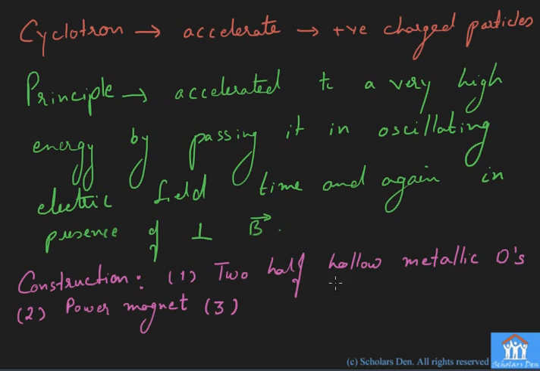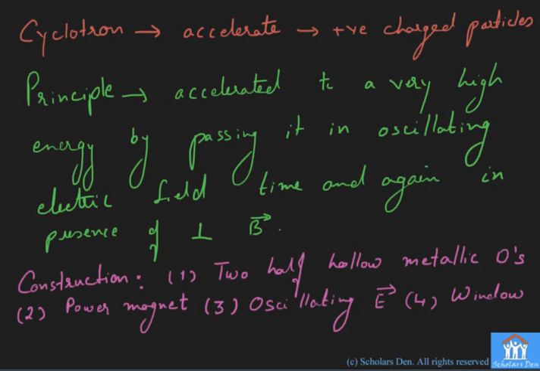Now the third one is that the Ds are attached to the oscillating electric field. So you are attaching the oscillating electric field. After this, you have a window from which the charged particle will leave. So you have a window present in one of these half Ds. So this is the window.